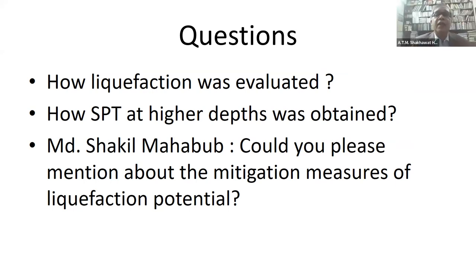That's good. So anybody else? Regarding this one, can I share something? Is it possible to use a deep mixing method at greater depth?